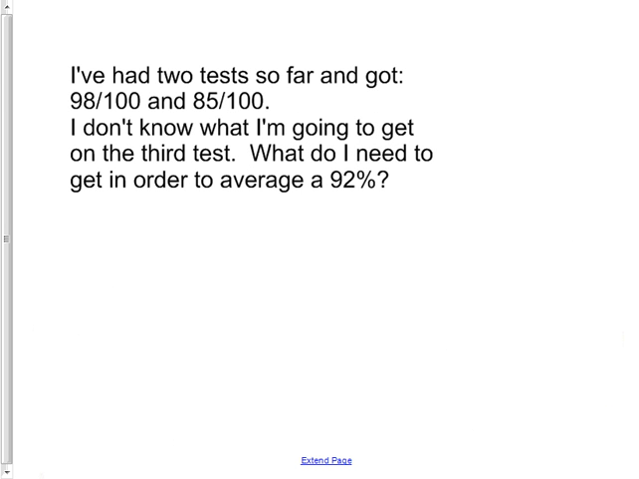All right, last thing. I have had 2 tests so far, and I got a 98 and an 85. I don't know what I'm going to get on my 3rd test. What do I need to get in order to average a 92? Okay. How do you do something like this? Well, it's really an average, right? To do an average, don't you just add up a bunch of things and then divide by how many there are?